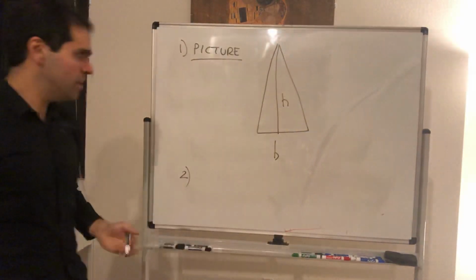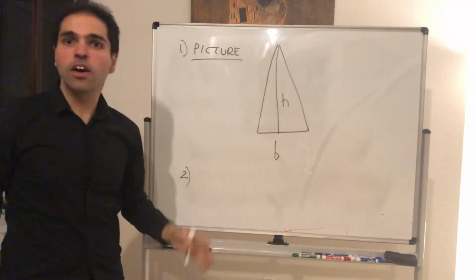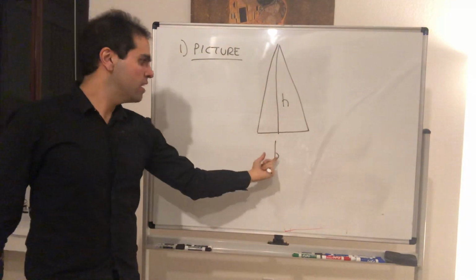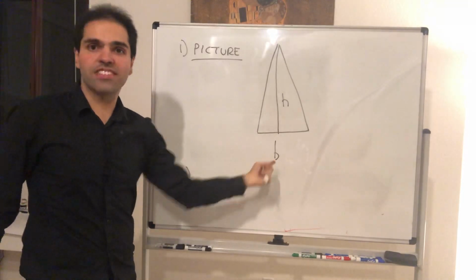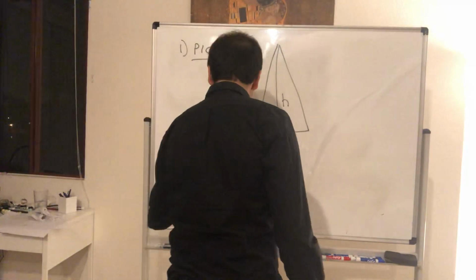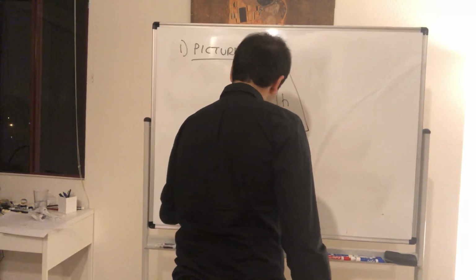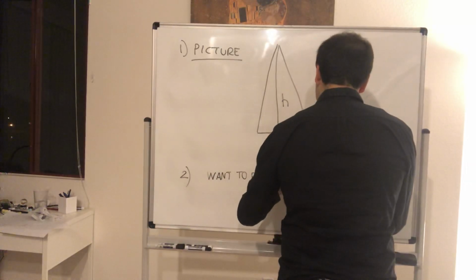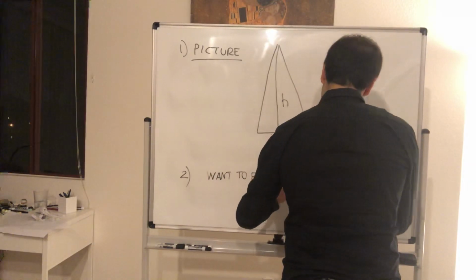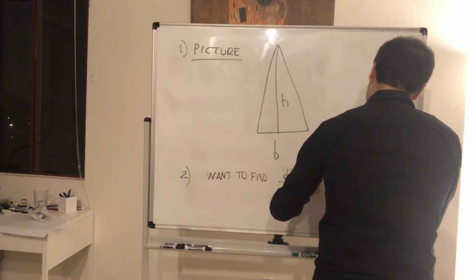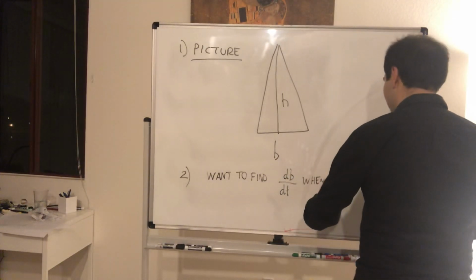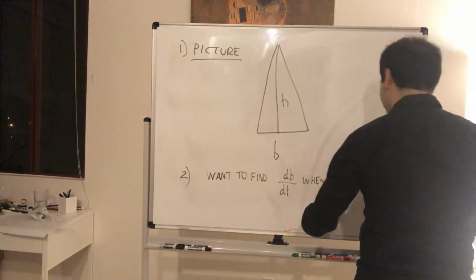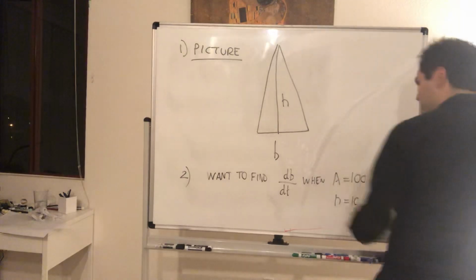Then the next step is we want to figure out what we're trying to solve. Here the question says, figure out at which rate the base is changing. So what we want to find is dB over dt when, let's see, I believe the area was 100 and the height is 10. Okay, good.